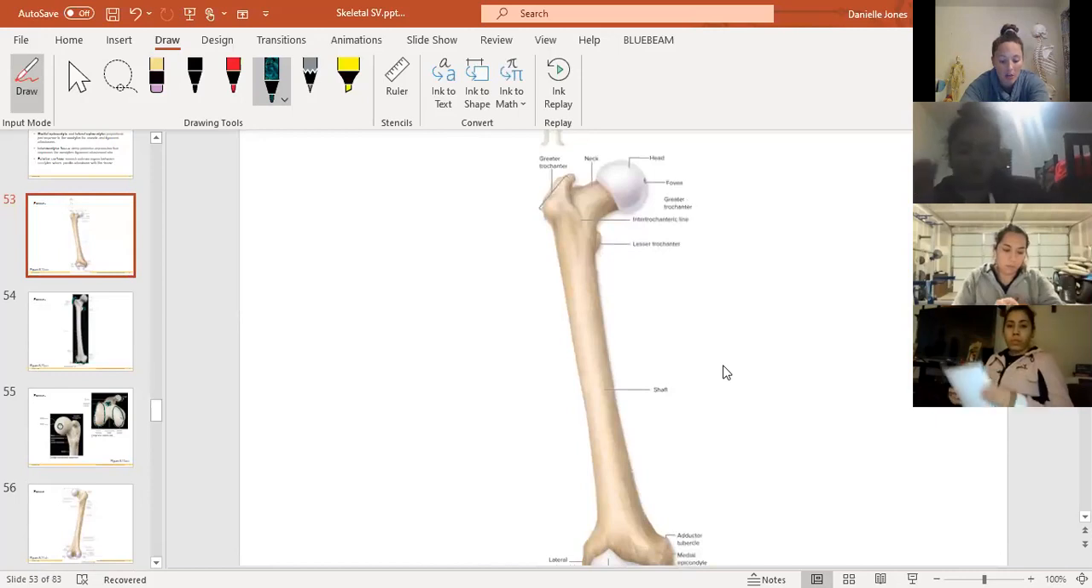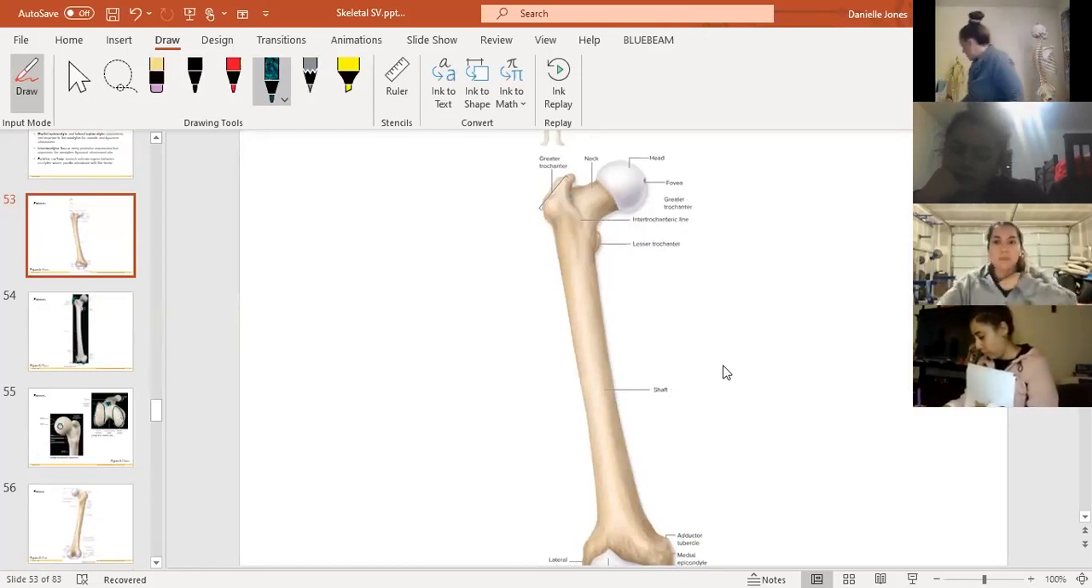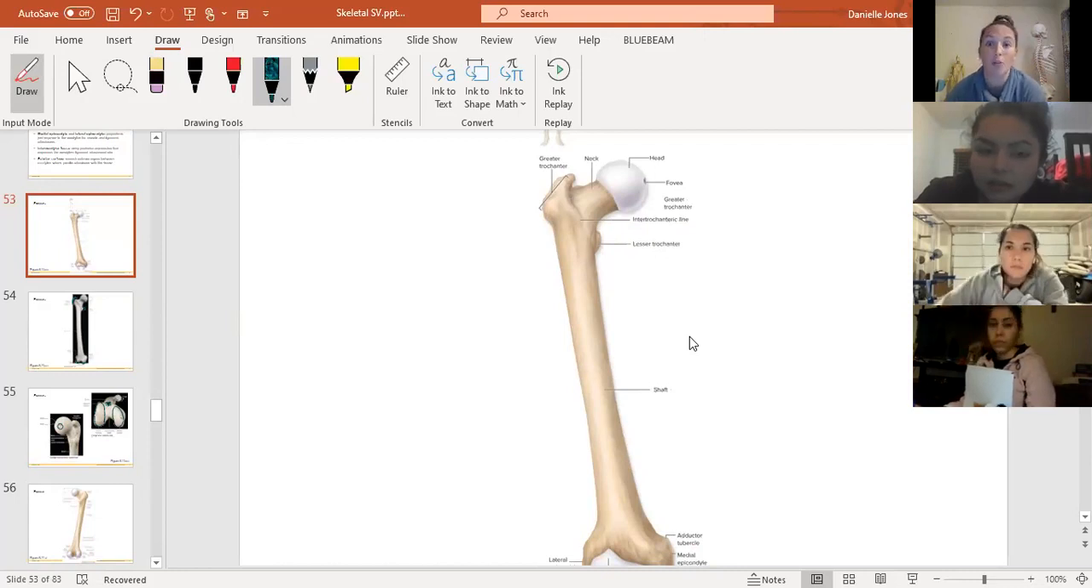Okay, here's the femur. Now the femur is the biggest, heaviest, longest bone of your body. It is the bone of the thigh. This one is not going to break unless you have some kind of crazy accident or if you are malnourished. That's the only time that this one will break, more than likely.